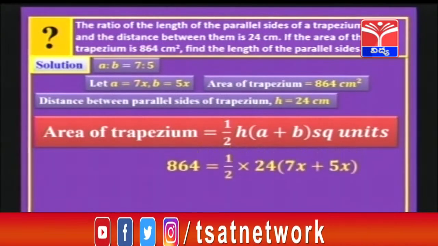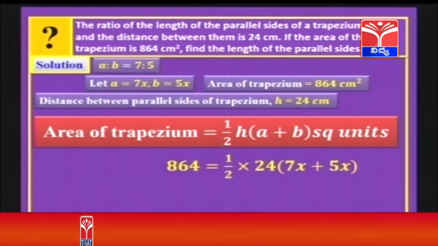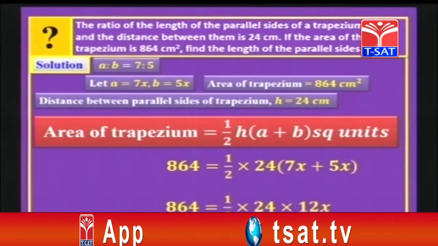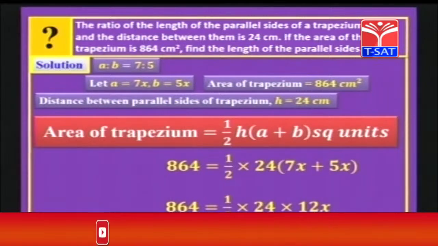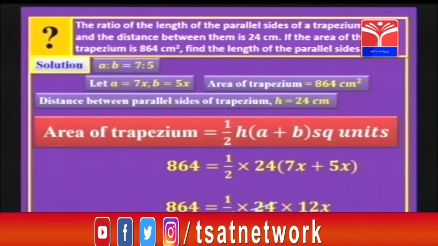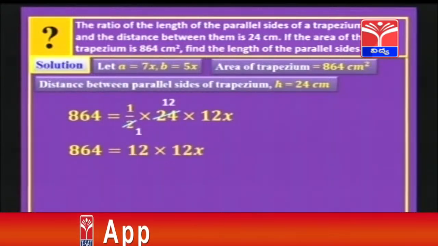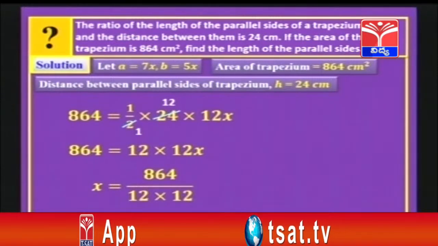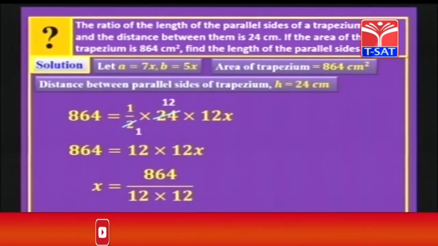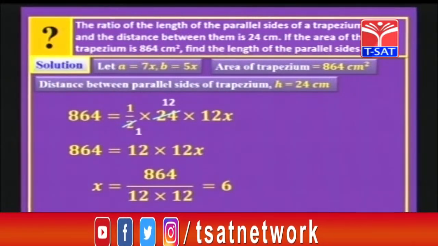Now let us substitute all these values. So 864 equal to half into h, which is 24, into 7x plus 5x. So here 864 equal to half into 24 into 7x plus 5x, which is 12x. So 2 goes into 2 one time and in 24 it goes 12 times. So what is left, children, now? Yes, 864 equal to 12 into 12x. So what is the value of x? 864 divided by 12 into 12, which is 144. On dividing this, you get 6. So we got the value of x as 6, children.